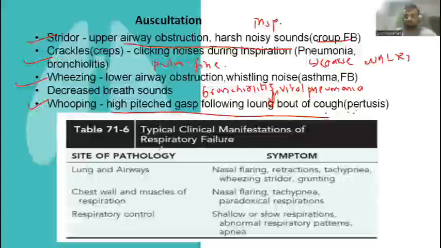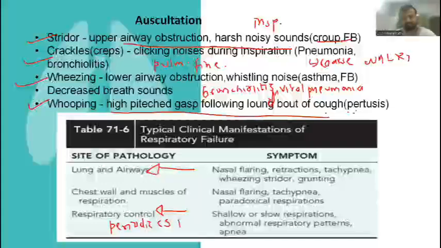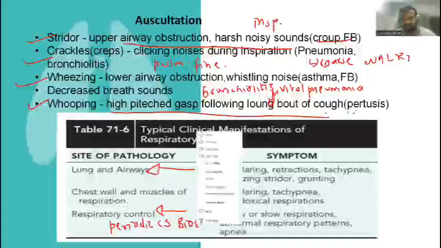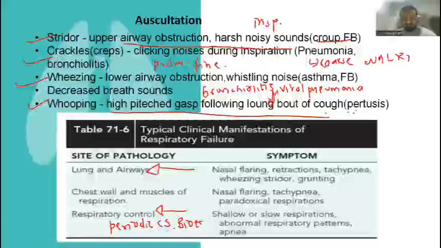Now, how do you correlate clinical features with the site of pathology? Nasal flaring, retraction, tachypnea, wheezing, and stridor are associated with abnormality in the lungs or the plumbing, the airway system. If there is a respiratory control abnormality, we see different types of breathing like periodic breathing, Cheyne-Stokes breathing, and Biot's breathing. So different rhythms of breathing are seen, and variants like Kussmaul's breathing are seen.